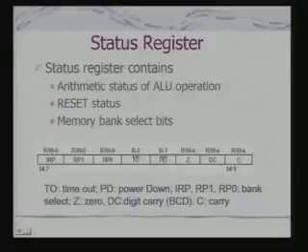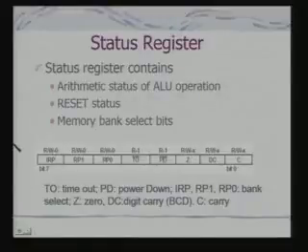Along with this register, there is a status register which plays a key role, just like a flag register, because the flag register stores the status of a computation. So, in this case, the status register plays that role, but the status register, along with arithmetic status, stores other information as well.